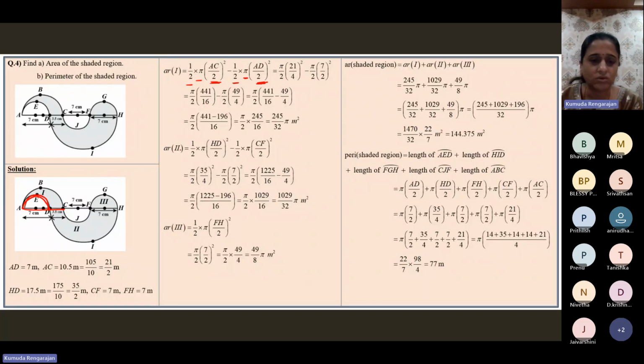That's how I've worked out the area of regions 1, 2, and 3. Then to find the area of the shaded region, the total area of region 1 plus 2 plus 3 is the area of the total shaded region.